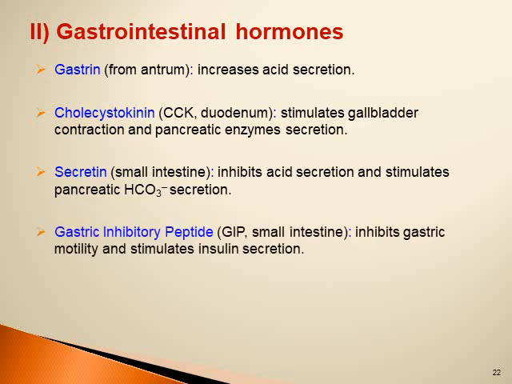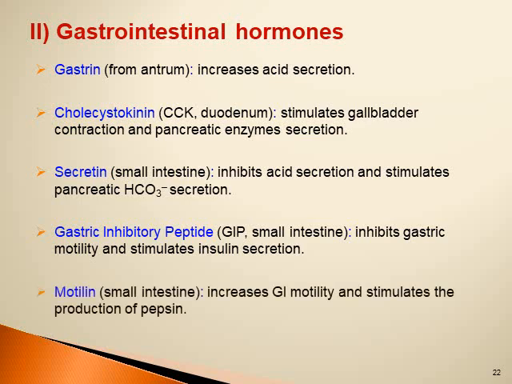There is another hormone called gastric inhibitory peptide, GIP, released from the small intestine. It inhibits gastric motility and stimulates insulin secretion. Another important hormone, motilin, is released from the small intestine. It increases gastrointestinal motility and stimulates the production of the enzyme pepsin.